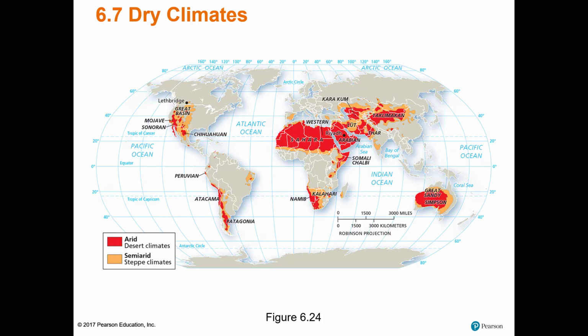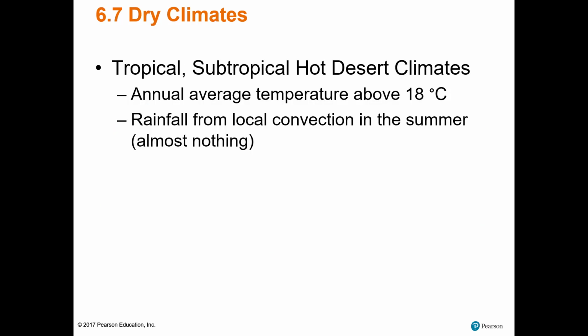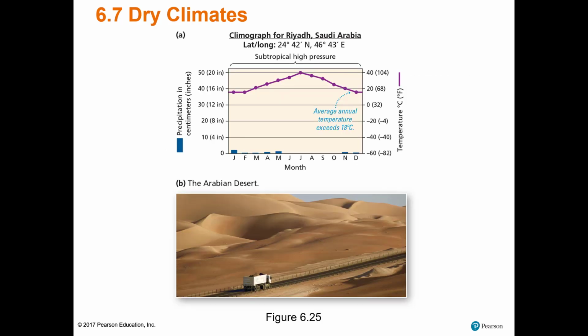Here are the dry climates of the world, and you can see the reds and oranges representing arid desert climates and the orange steppe climates. So we have tropical, subtropical, and hot desert climates, where the average annual temperature is above 18 degrees Celsius. The rainfall does occur from convection in the summer, but it's very, very low amounts of rainfall, almost nothing.